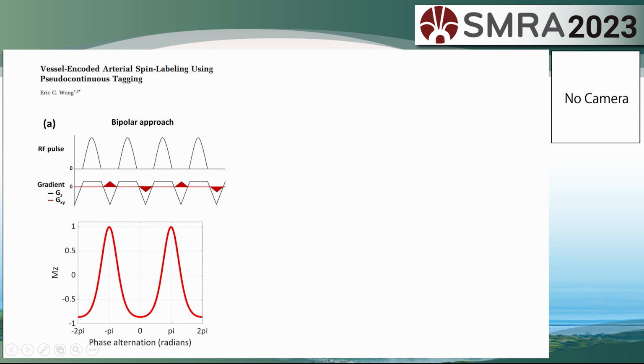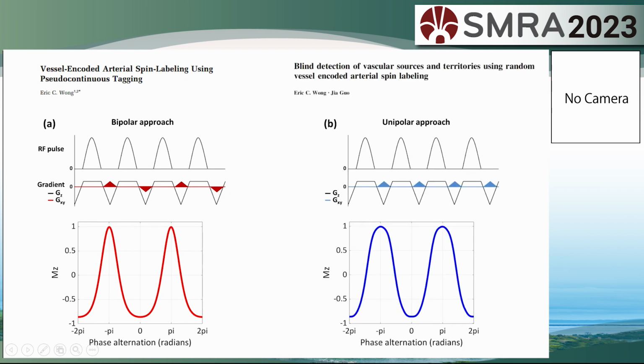However, the shape of the inversion profile depends on the ways of applying transverse gradients. For example, by changing the transverse gradients from bipolar to unipolar, the control condition becomes less pointy, which is beneficial for vessel-selective angiography.